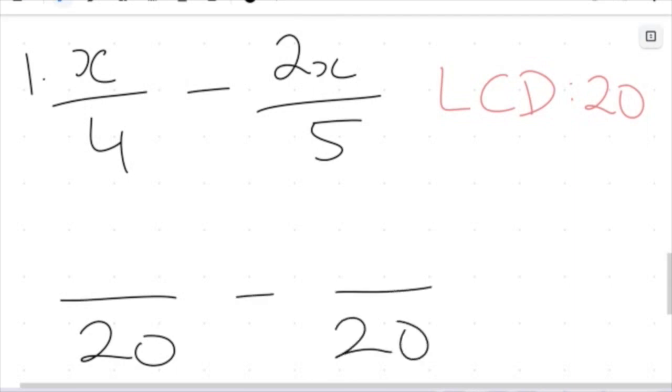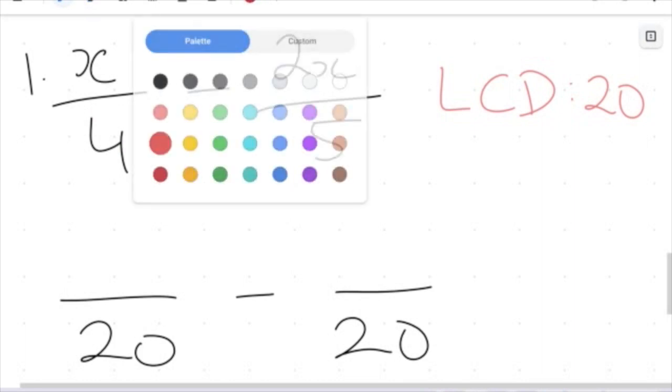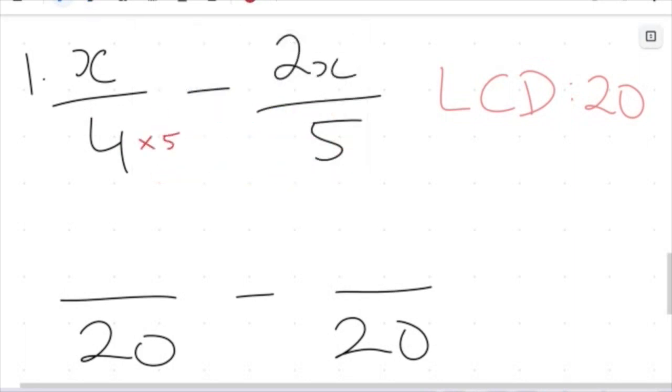So what number would 4 have had to get multiplied by to get me to 20? Well, that would be 5. So this gets multiplied by 5, and the same thing happens to the numerator. For 5 to get to 20, it would have had to get multiplied by 4, so I'm going to do the same at the top as well.